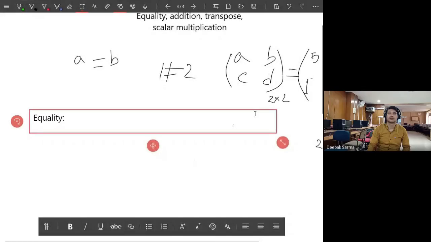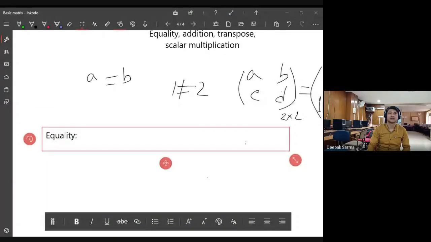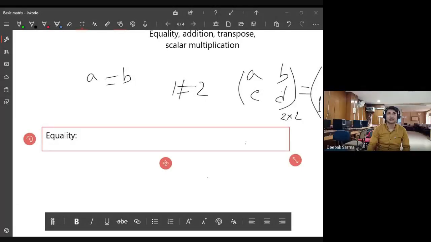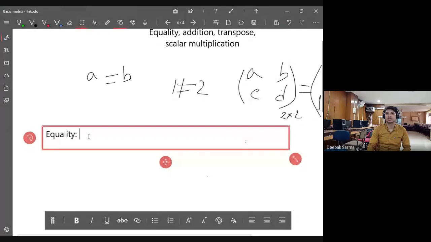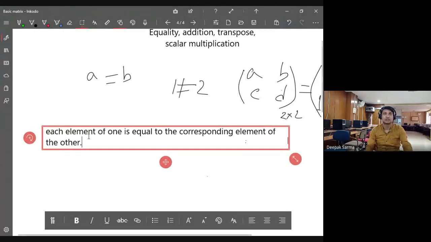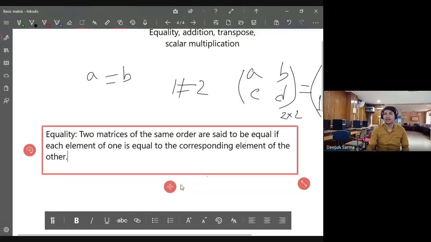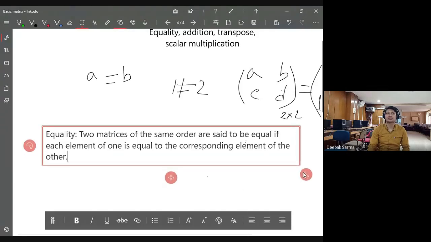If I have to write this formally, you can help me. Their orders should be the same, and what more? The corresponding elements should be the same. First of all, the matrices must be of the same order. Otherwise, we cannot talk about equality; the term is meaningless. Only if two matrices are of the same order can we compare whether they are equal or not. If they are not of the same order, there is no question of equality.